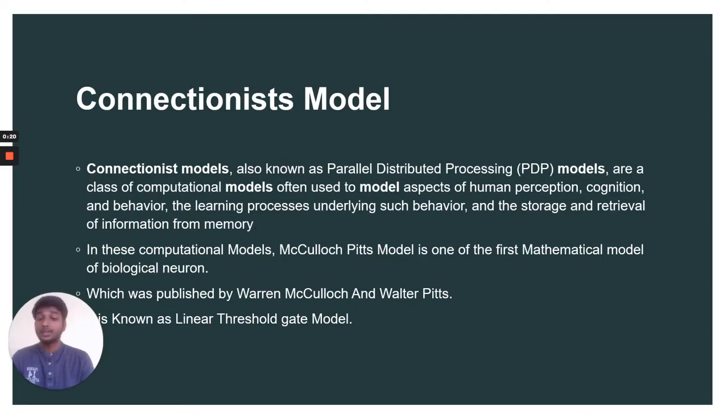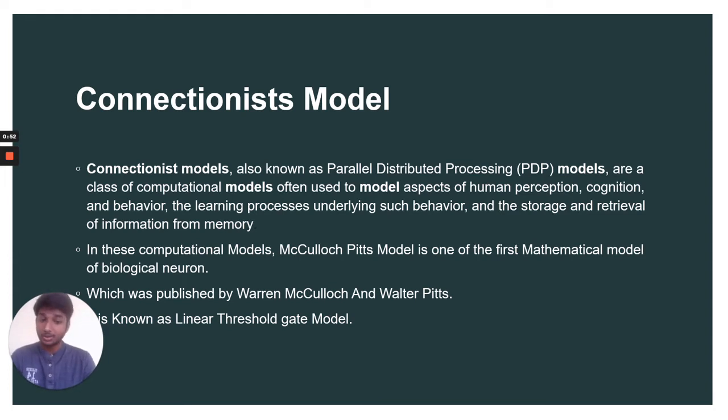Connectionist models are also known as parallel distributed processing models, and this comes under the class of computational models. These have aspects like human perception, cognition, and behavior, and the learning process underlying such behavior has storage and retrieval of information from the memory.